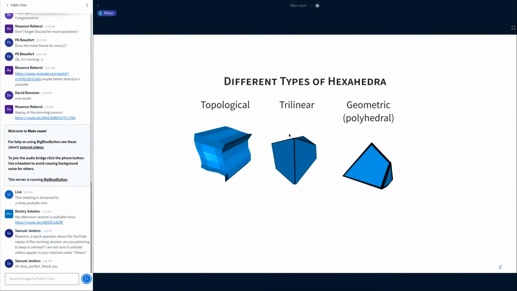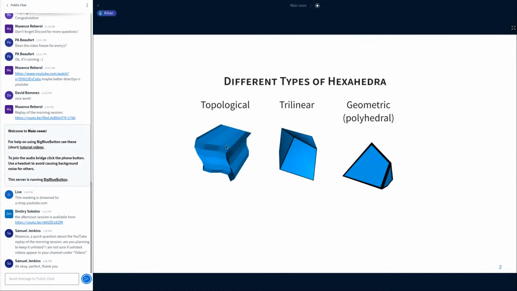There are different types of hexahedra that are used in different contexts. Usually what we mean is trilinear hexahedra, where the space that's filled by a hexahedron is defined by interpolating between the different vertices of the mesh. In some cases, we also consider topological meshes, which is basically if you ignore the geometric problems and you just look at the connectivity, you get a topological mesh.